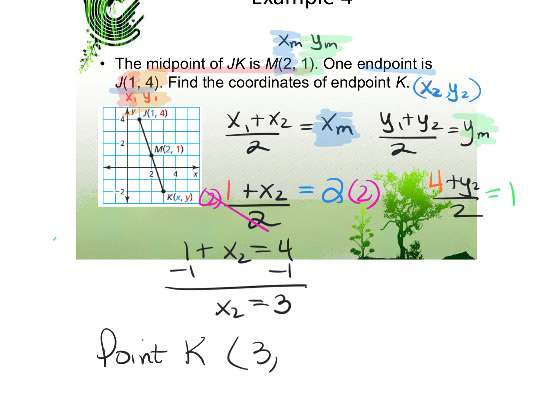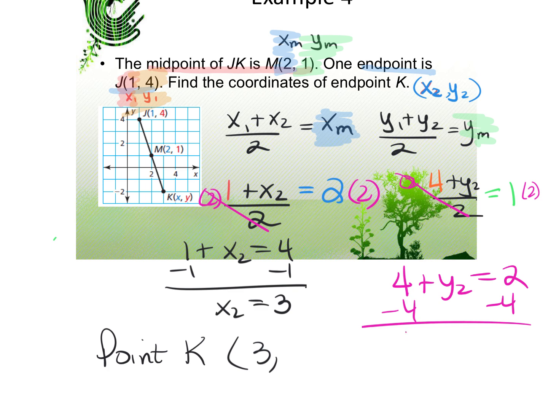So just like before, we need to multiply both sides by 2 to get rid of the fraction. And now I'm left with 4 plus y sub 2 equals 2. Subtract 4 from both sides. Y sub 2 equals negative 2. So now my endpoint K is the ordered pair positive 3, negative 2. So on the quiz, be able to calculate a midpoint given both endpoints, and also be able to find an endpoint given one of the endpoints and the midpoint.